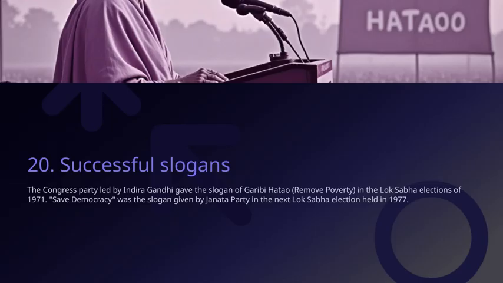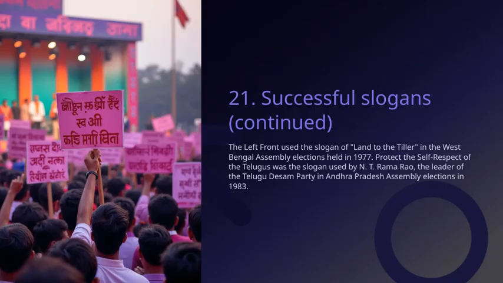Moving forward to the next election in 1977, we see a different approach. The Janata Party's slogan was Save Democracy. This was a powerful message reflecting the political climate of the time, especially after the emergency period when democratic freedoms were under threat. These slogans are great examples of how political messaging can be crafted to connect with people's aspirations and fears. They also highlight the importance of slogans in shaping electoral campaigns and, ultimately, influencing the course of the nation's political journey. Let's take a look at some successful slogans that continued to resonate with voters during that period.